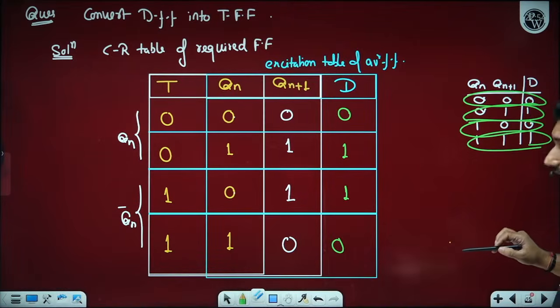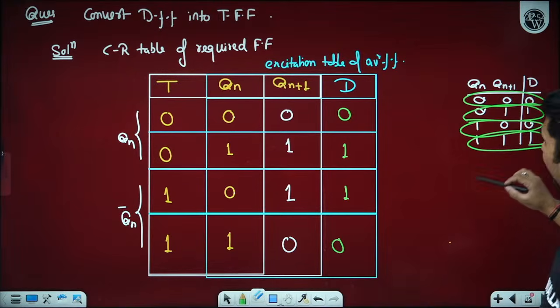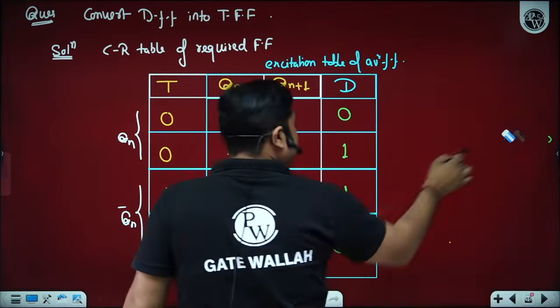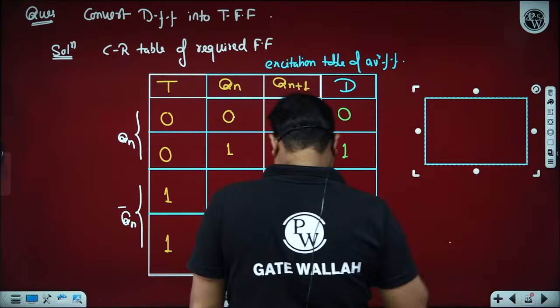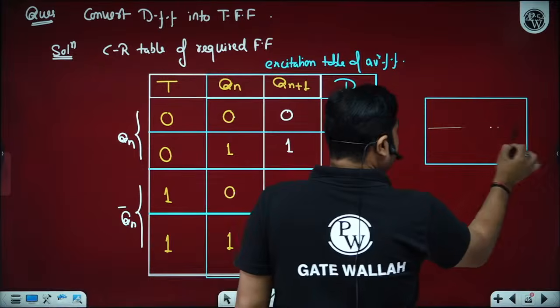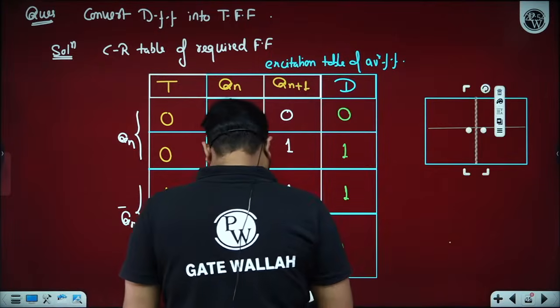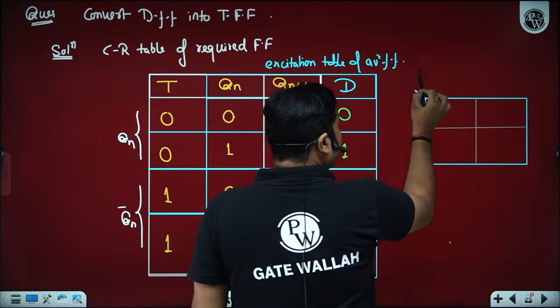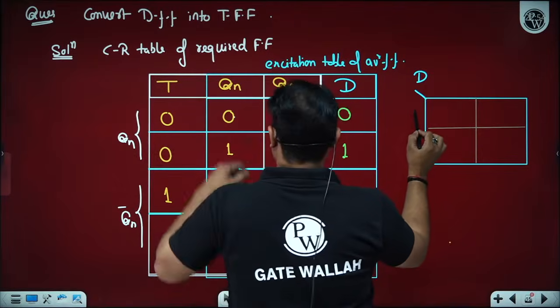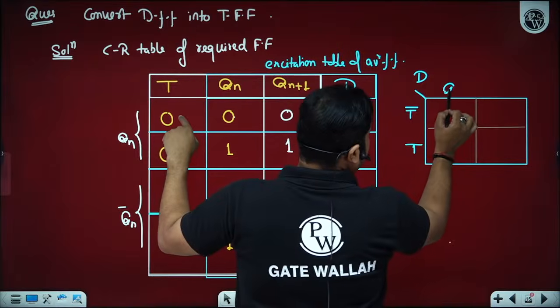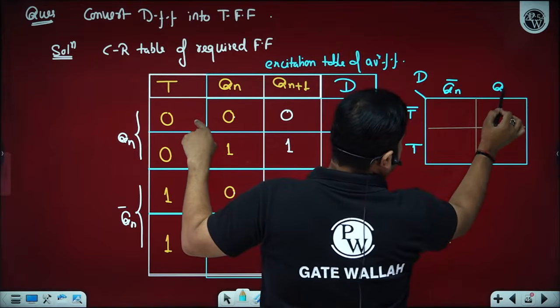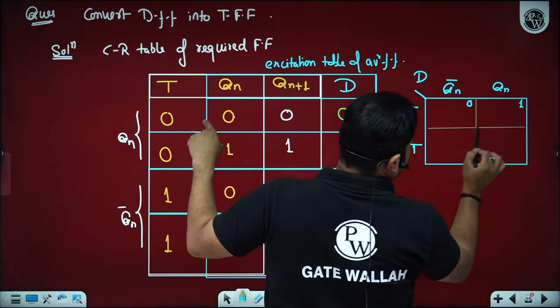We can write the excitation equation of the available flip-flop. The available flip-flop is the D flip-flop. I am writing the excitation equation in terms of present input and present state.